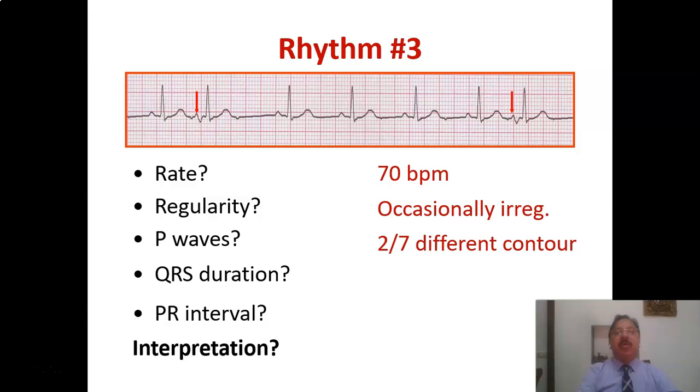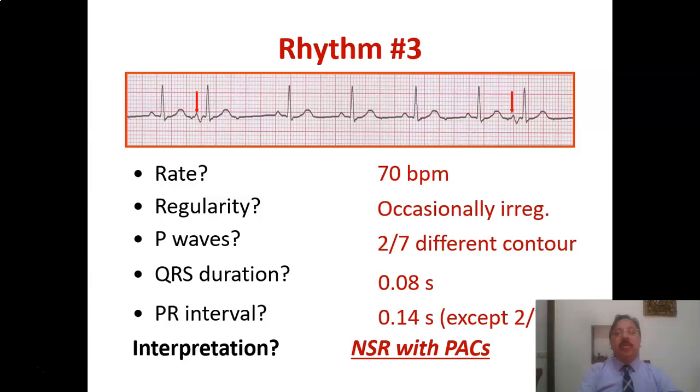QRS duration, narrow or wide? Narrow. So it means it's coming from above the ventricles. PR interval, it's normal except the area which is pointed by the red arrow. So what's your interpretation? This is normal sinus rhythm with premature atrial complexes.